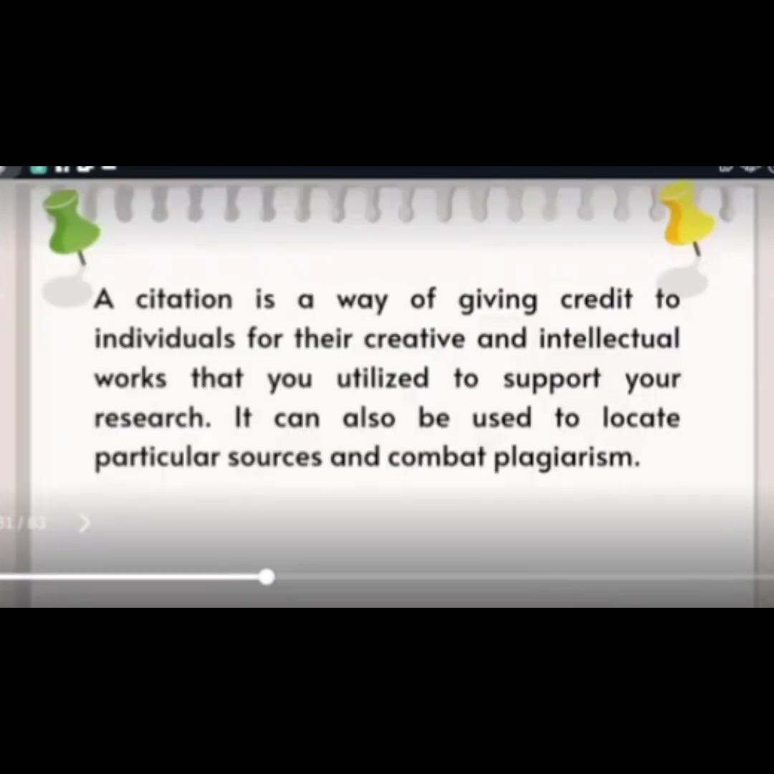So what is a citation? This is a way of giving credit to individuals for their creative and intellectual works that you utilize to support your research. It can also be used to locate particular sources and combat plagiarism. The keywords here are giving credit to the original author and combating plagiarism. Plagiarism is illegal, stealing one's information without giving credit.